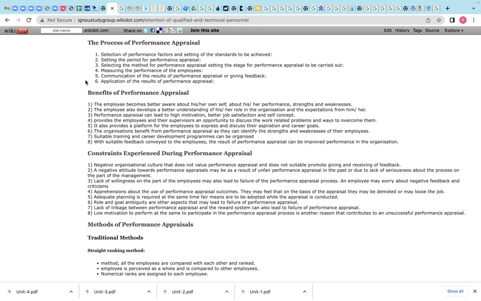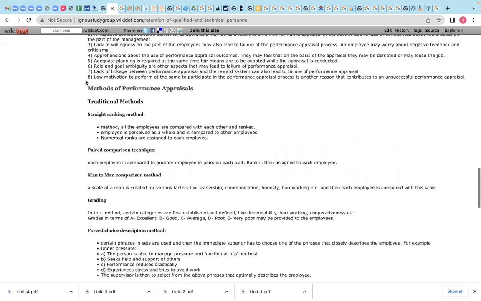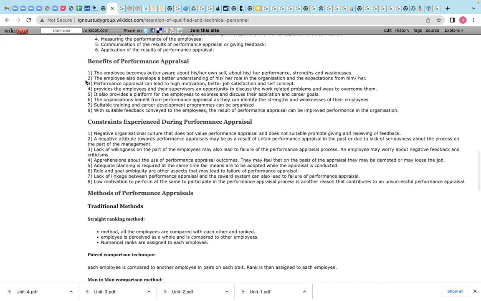So it provides a platform for the employees to express and discuss their aspirations, career goals, etc., right? So they can say that you are actually giving donkey's work to me, I'm not liking it. This is the time that they would tell their supervisors to align their goals and all those stuff, right? So overall, it helps the organization as well to understand its strengths and weaknesses, what kind of training programs they need to take, and the overall feedback at the organization level. So these are some of the benefits of performance appraisal.